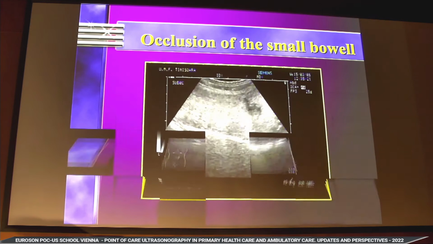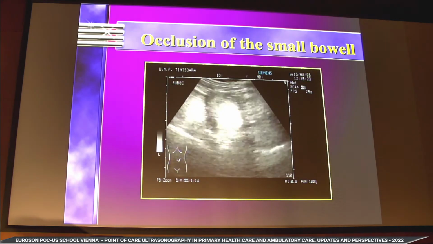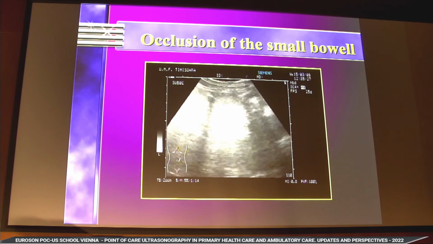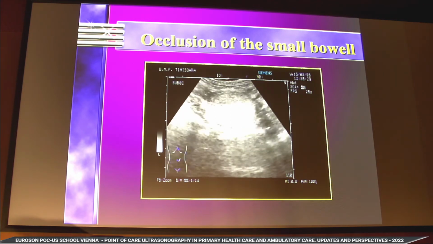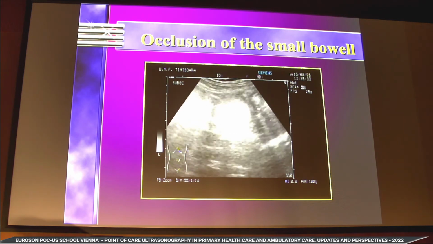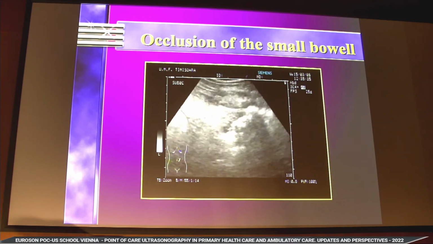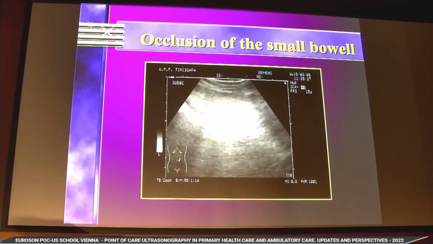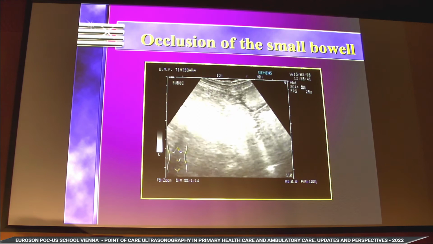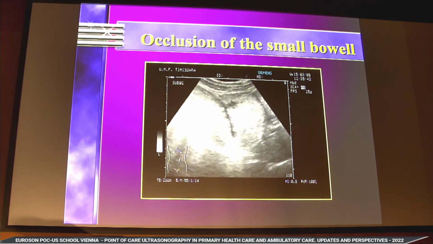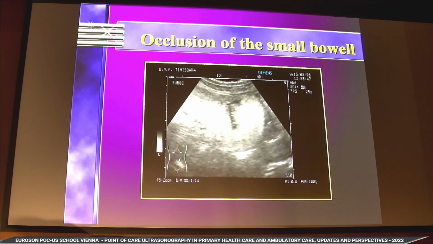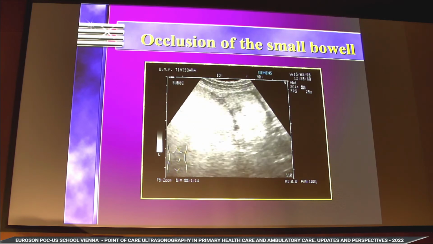Okay, then another diagnosis is the occlusion of the small bowel. In this condition, we can see loops that are larger than 3 centimeters in size, and here the content is semi-solid content in the bowel. We can follow this enlarged bowel loop. You can see the movement of the content of the bowel.